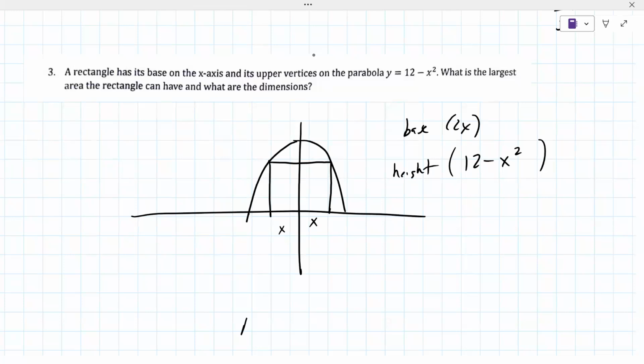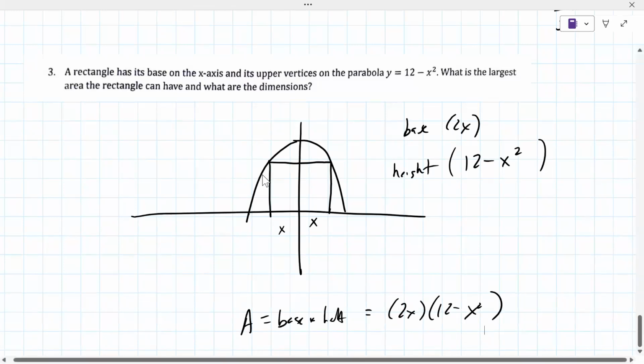So how do you find the area? The area is base times height, which is 2x times 12 minus x squared, like that. So the picture is key. Recognize that it's x and x. That's key. They can use different functions sometimes. The height is almost always the y value.